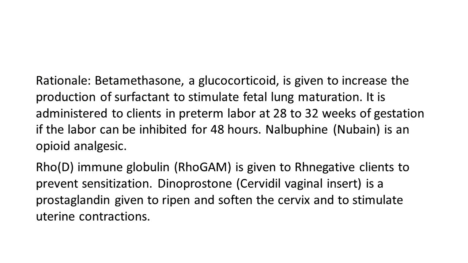Rationale: betamethasone, a glucocorticoid, is given to increase the production of surfactant to stimulate fetal lung maturation. It is administered to clients in preterm labor at 28 to 32 weeks of gestation if the labor can be inhibited for 48 hours. Nalbuphine, Nubain, is an opioid analgesic. RhoD immune globulin, RhoGAM, is given to Rh-negative clients to prevent sensitization. Dinoprostone, Cervidil vaginal insert, is a prostaglandin given to ripen and soften the cervix and to stimulate uterine contractions.